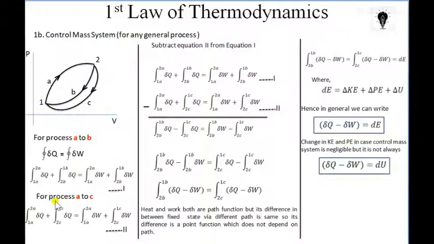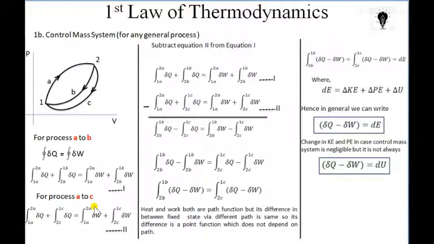In the same way we consider all the heat interaction during process 1 to 2 via path A, plus all the heat interaction during the returning process 2 to 1 via path C, equal to all the work interaction during process 1 to 2 via path A, plus all the work interaction during process 2 to 1 via path C.